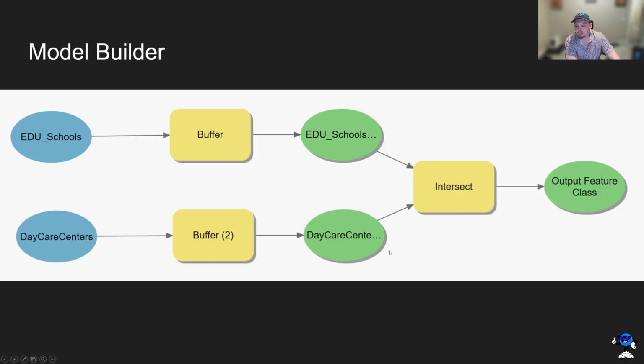So this is an example of a model builder. You have educational schools, which go into a buffer and output more educational schools based on the buffer. Same thing with daycare centers into a buffer and then output daycare centers. And then we grab the intersect, and this is where we get our feature class of the schools and daycare centers that overlap based on the buffers.